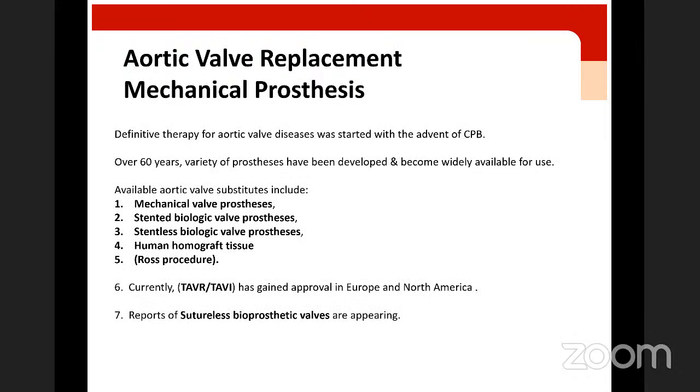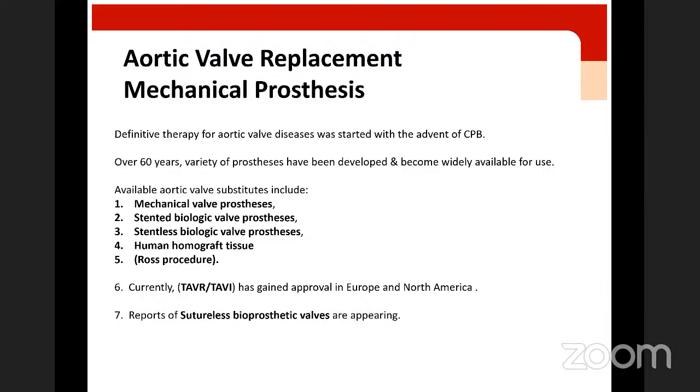Definitive therapy for aortic valve disease was not available until the invention of cardiopulmonary bypass in the late 50s. After that, innovative cardiac surgeons began to invent and develop cardiac valve prostheses. Over the past 60 years, a variety of prostheses have been developed and evolved and become widely available for use. These include the mechanical valve, which is all human made, and the stented biological valve, which is made out of animal tissue that is mounted on an artificial stent or strut to hold its structure.